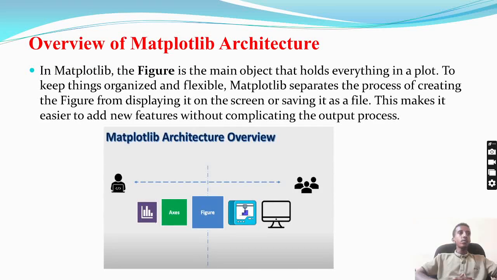Here we are going to see the overview of the Matplotlib architecture, which is the main part of the video. In Matplotlib, the figure is the main object that holds everything in a plot. To keep things organized and flexible, Matplotlib separates the process of creating the figure from displaying it on a screen or saving it as a file. This makes it easier to add new features without complicating the output process.